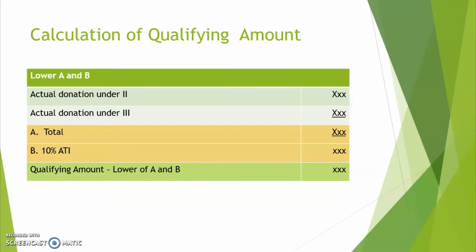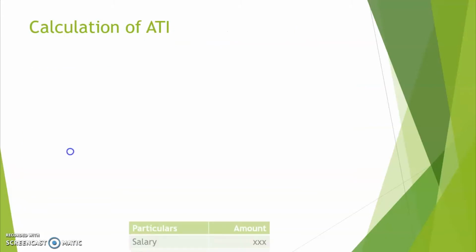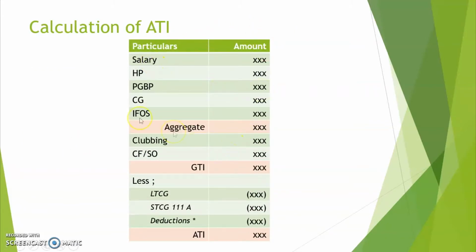It's based on certain adjustments we make to gross total income. You remember this chart from our first part video, right? All the heads, we get aggregate. Club, carry forward, set off, we get gross total income. Now pause right there. It's from here we make the changes for calculating ATI.